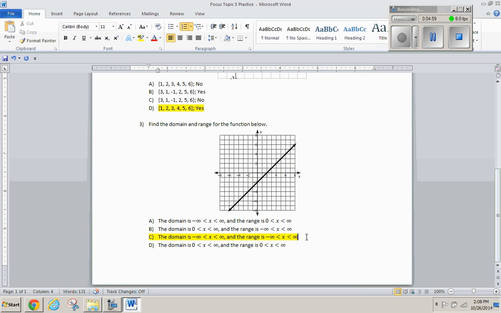And just a further heads up, anytime you have a straight line, the domain and range are always from negative infinity to infinity. If you've got further questions about domain and range, or you're not sure how to write this out, please ask for further help at this time.